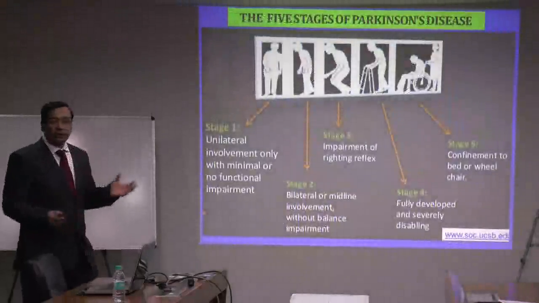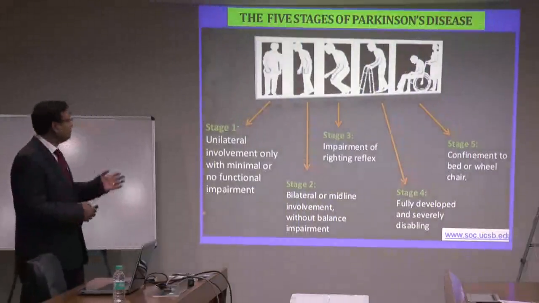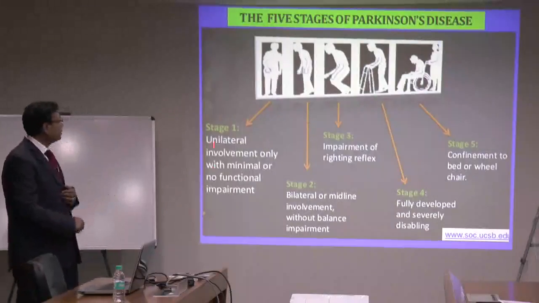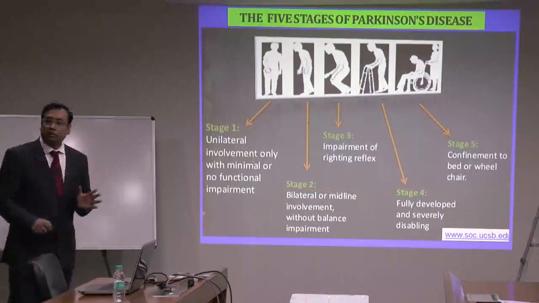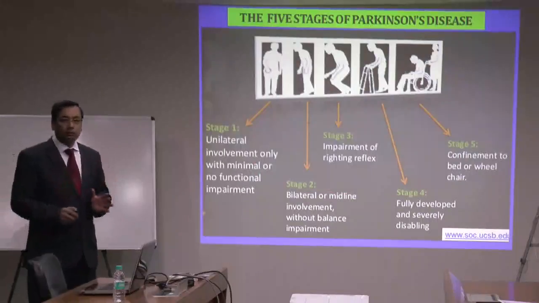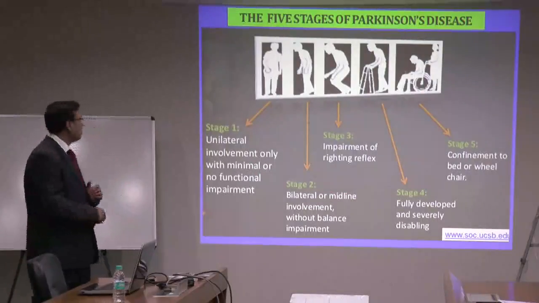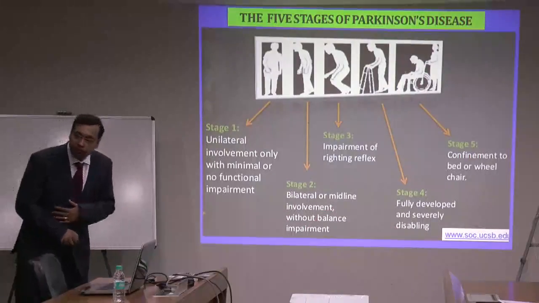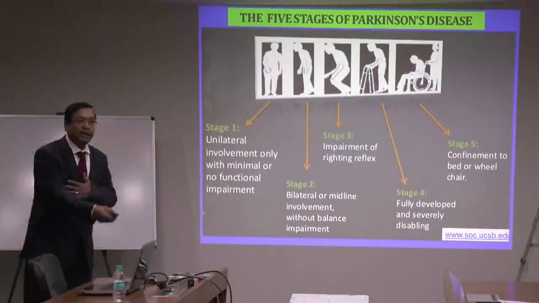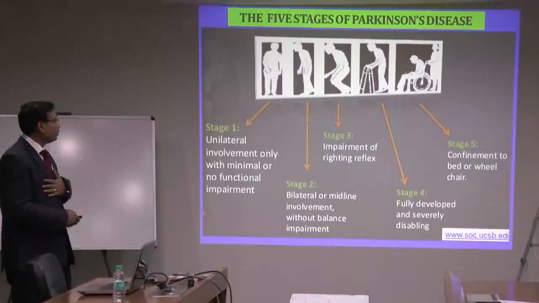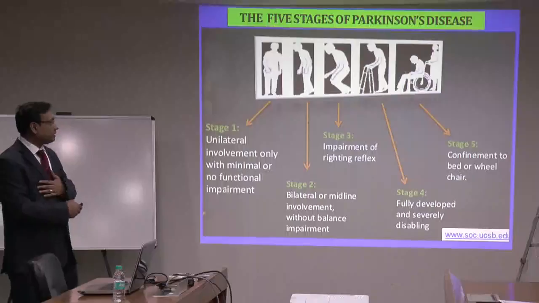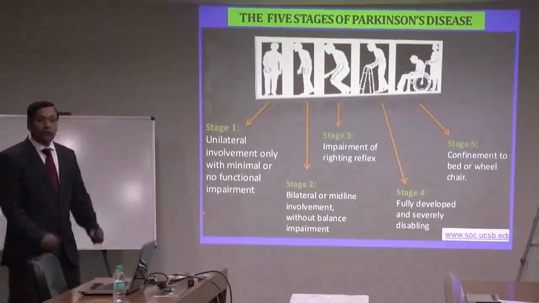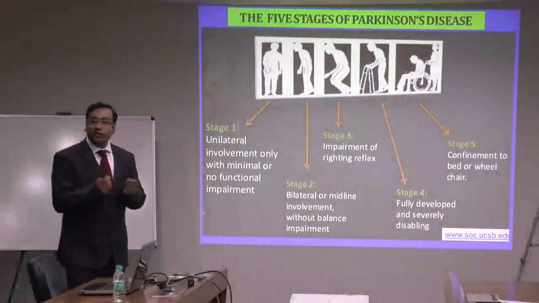Likewise, Parkinson's disease. If I may tell you how this progresses, it starts with stage 1, unilateral, where there is not much problem; people can stand freely, walk freely. But in the second stage, there is bilateral or midline involvement, which means a little bit of bending in the walking direction. The third stage is impairment in the righting reflex. Because it's a reflex, you can think of the knee jerk experiment.